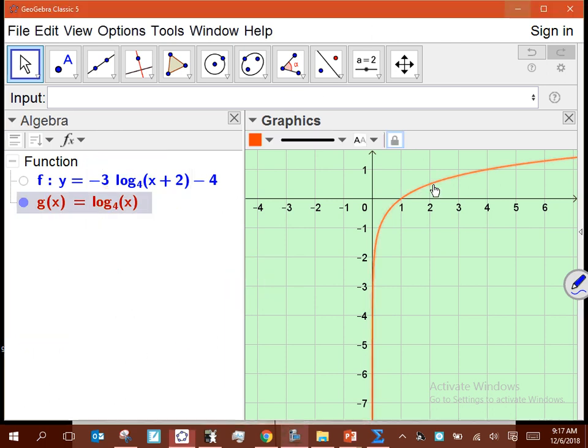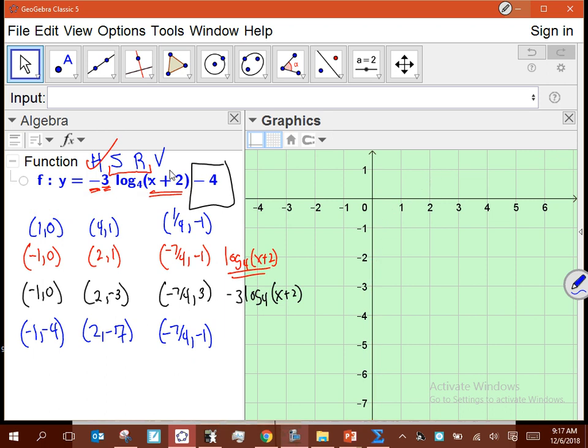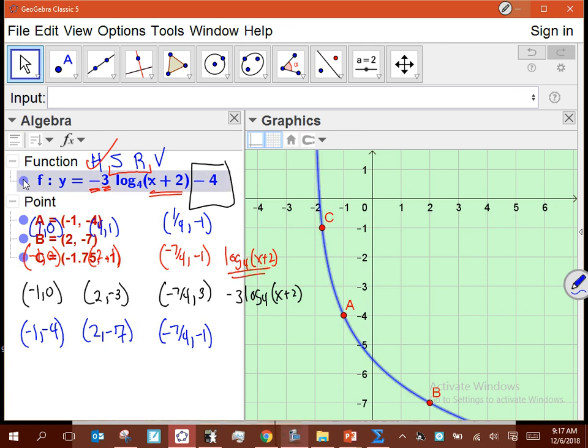And now I would graph those 3 points. Those 3 points, they start off as my parent function, logarithm base 4 of x points. And then I did those 4 transformations to them. Okay? So if I go -1, -4, 2, -7, and -7/4, -1. Those 3 points, connecting with a smooth curve, produce then that logarithm that I'm trying to find, right?